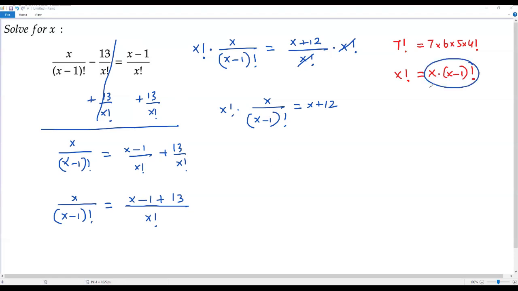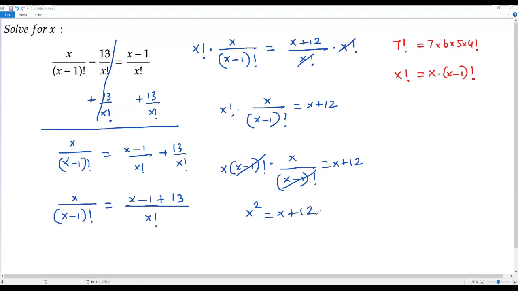So I can plug in this stuff for x factorial over here. Then I'm getting x times (x-1)! times x over (x-1)! equals x + 12. So this (x-1)! and (x-1)! will cancel out. When I multiply this x and x, I'm getting x² = x + 12. Okay, now clearly it's a quadratic equation.